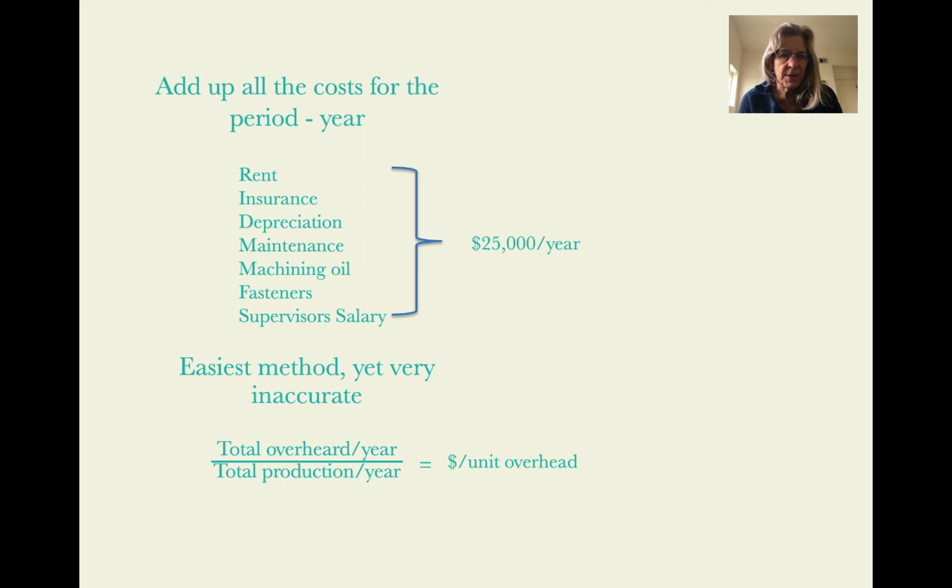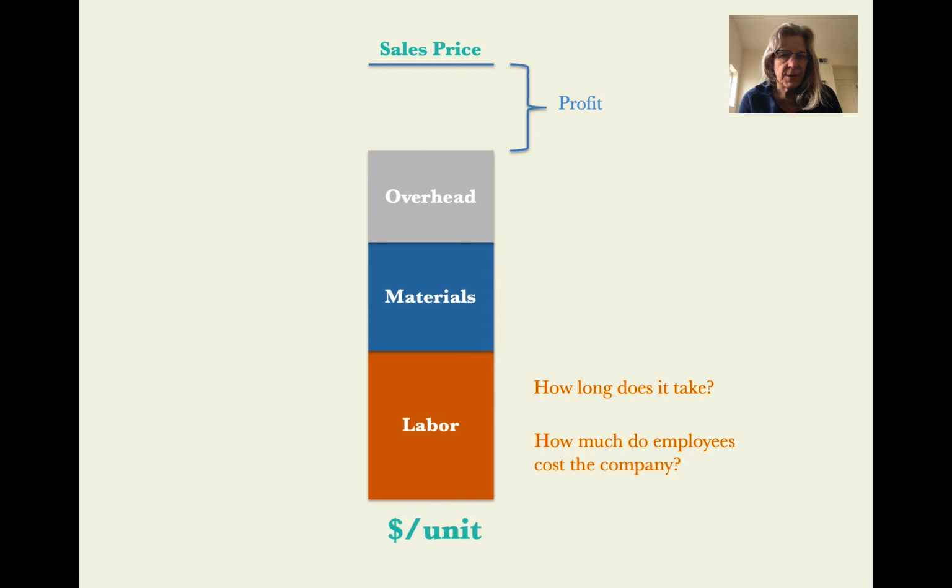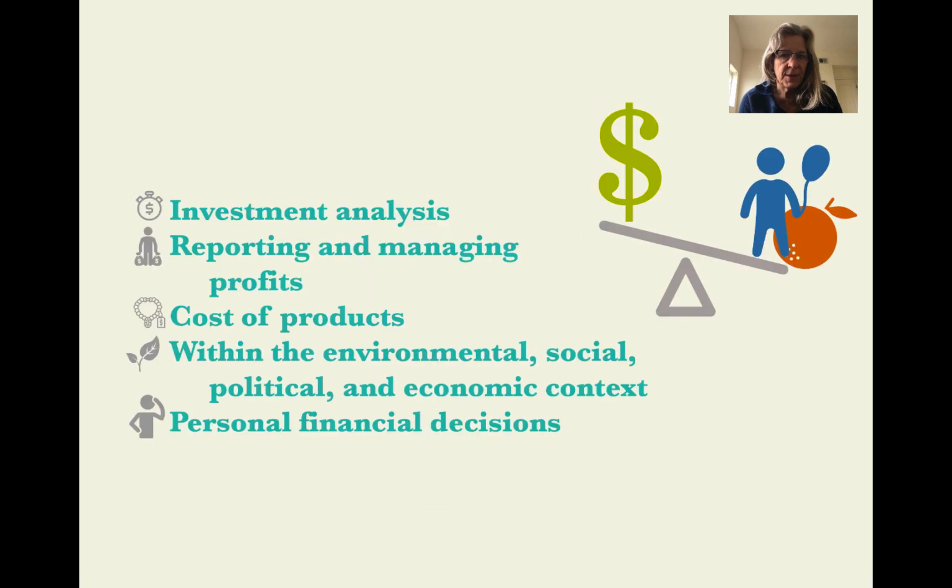So if we look at this at 25,000 a year, let's say we've added up all of those items and there are 5,000 parts that we make per year. So it's simply 25,000 divided by 5,000 and it becomes $5 per unit. Other methods of allocating overhead, so we've talked about the method based on production. We can also allocate based on direct material or direct labor, or a more complex method called activity-based costing, or ABC. So in this video, we've talked about overhead allocation, and this is within the concept of the cost of products.